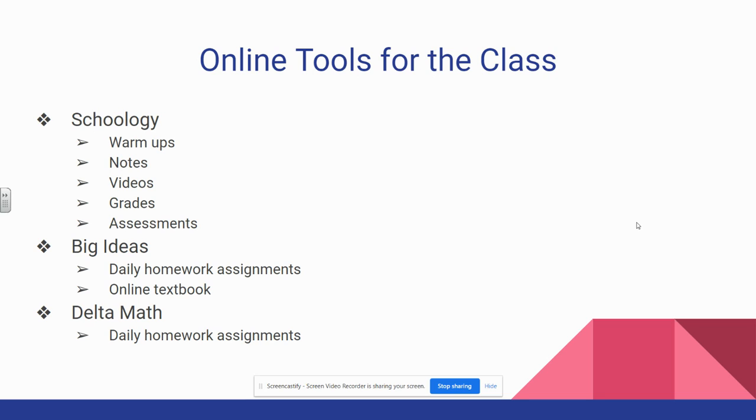The other site that's really important is Big Ideas. Big Ideas is actually our online textbook. So that's where the students can find that. Their daily homework assignments, most of the time they have homework, it'll be on this site as well. And then Delta Math is the other site that I use for assignments. It's a nice online tool for students to do and submit online without having to do paper and pencil. So that's where their assignments are typically found, on Big Ideas or in Delta Math.